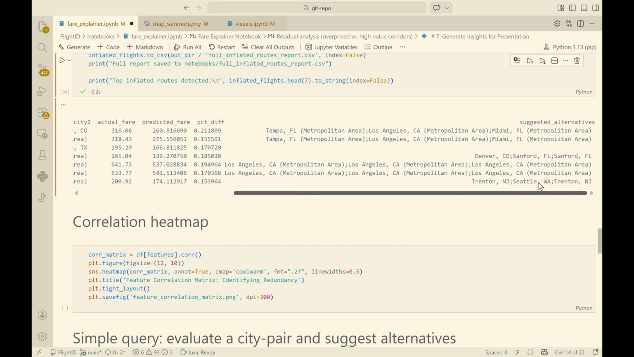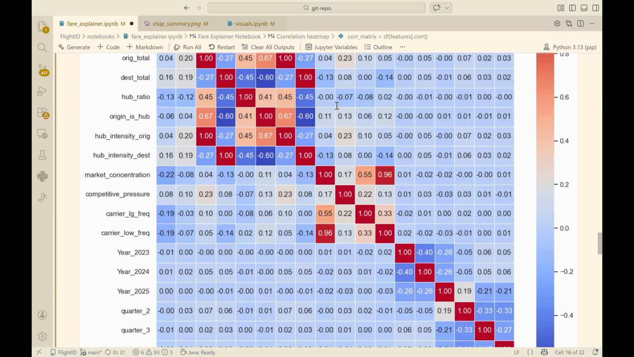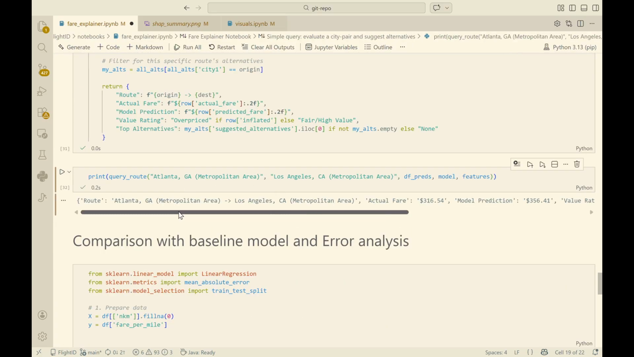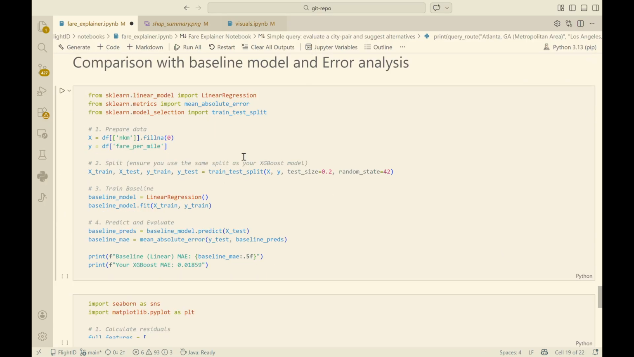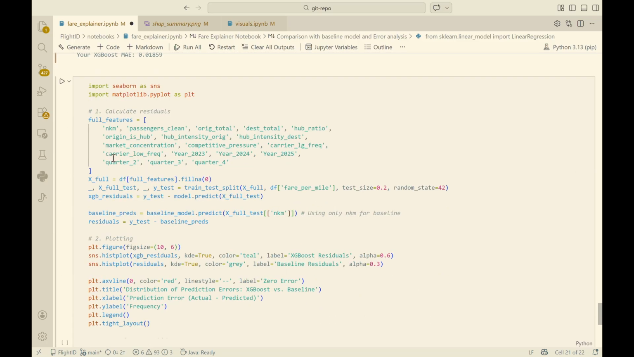Our model is highly responsible and transparent. By integrating Shapley additive explanations, or SHAP, we decompose every fare prediction into its contributing factors based on game theory. Our analysis proves that distance and passenger volume are the true drivers of fare structure. Crucially, our model's ability to correctly identify noise, like hub intensity, as insignificant, is proof that it is learning generalized market logic rather than overfitting to specific data anomalies.